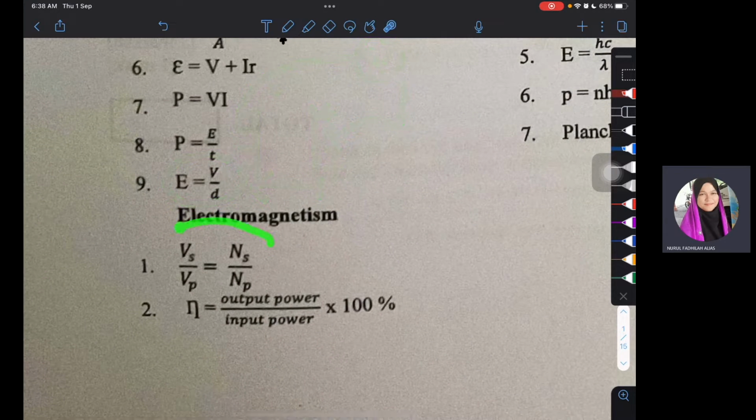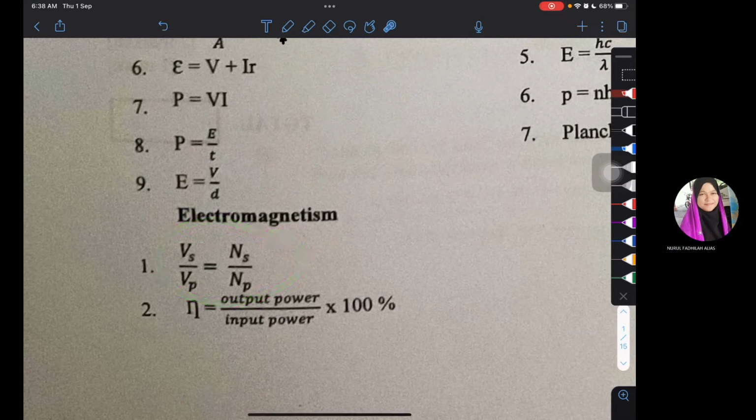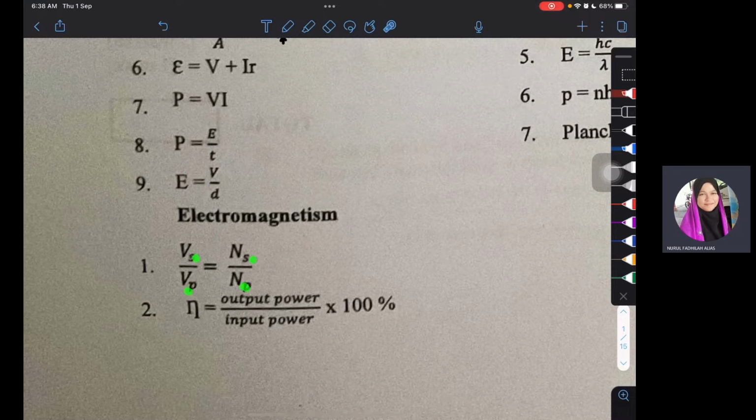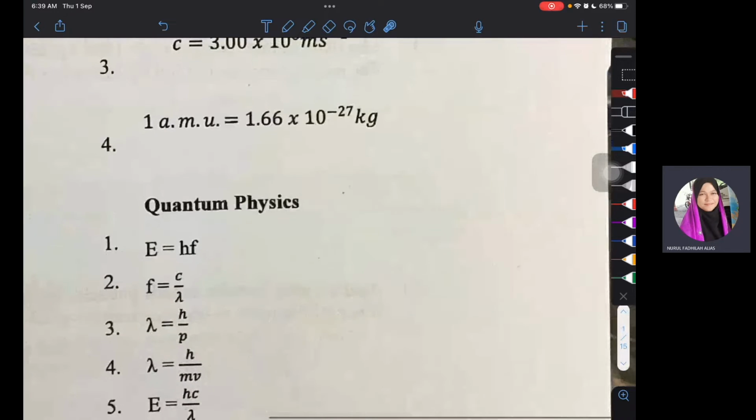Okay, so here is the formula. Use this one, write it carefully, S and S, P and P. So here V, and on this side the number of turns. And then this is efficiency, right?